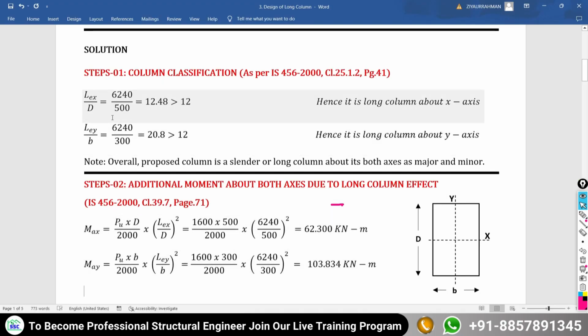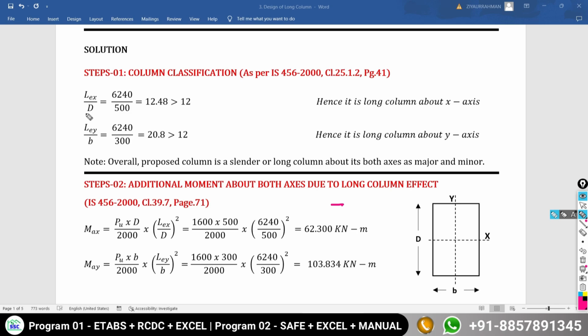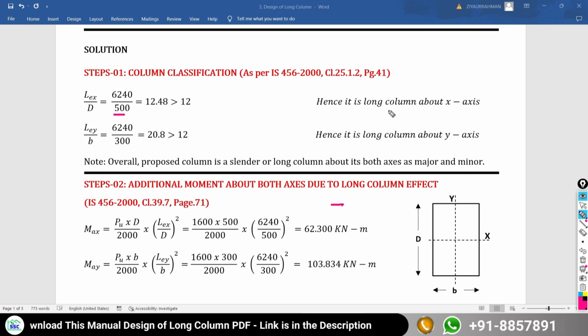In the proposed example, the effective length of the column about the x-axis is 6240 divided by the overall depth of your column, 500. This ratio comes out to be 12.48, which is greater than 12. Hence, it is a long column about the x-axis.